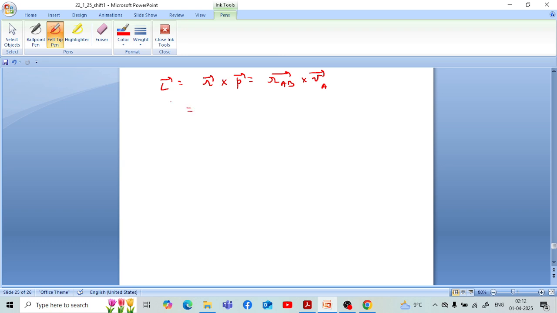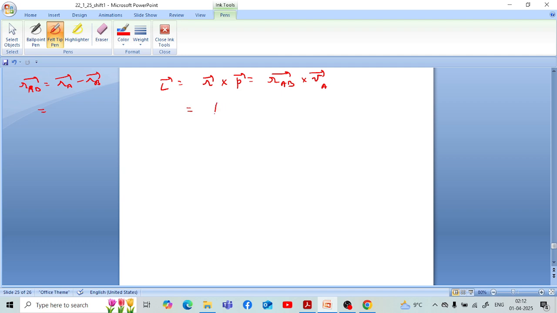Now R_AB. To calculate R_AB we have to subtract R_A minus R_B. We have calculated the values of R_A and R_B earlier, so we can subtract them. Their coefficients are alpha 1, alpha 2 and alpha 3 for R_A, and for R_B it is beta 1, beta 2 and beta 3.